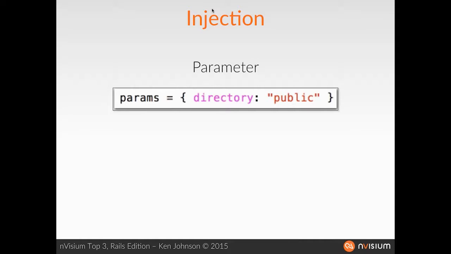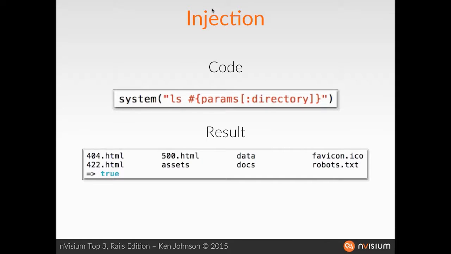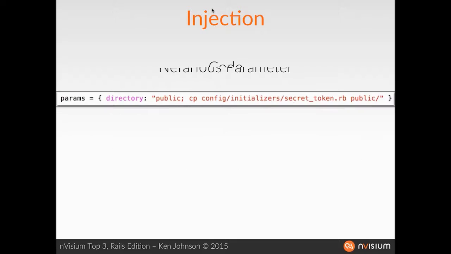So what we're going to do here is take a parameter with a key name of directory and a value of public. And we've got some code here that makes a system call, ls params directory. So what we're really doing here is an ls on the public directory. And all that stuff that's in there is pretty much what we'd expect.